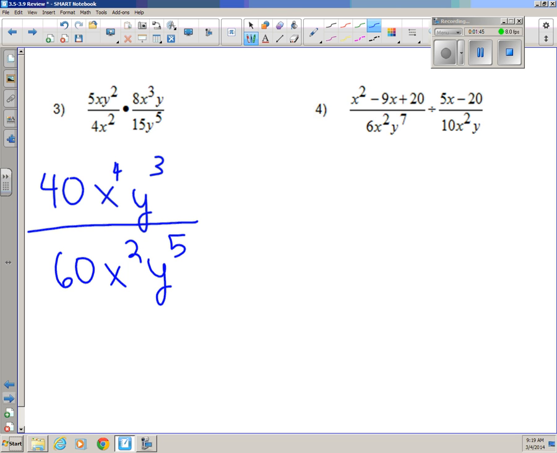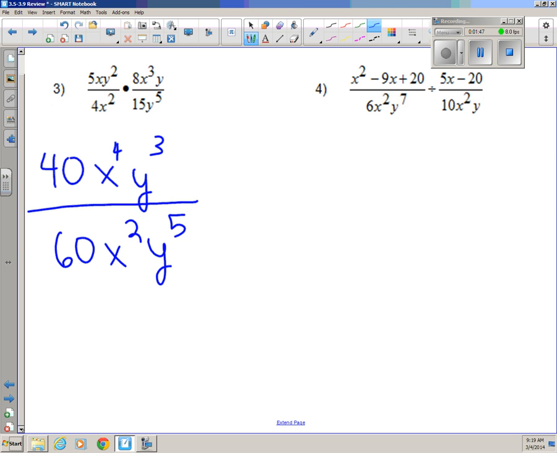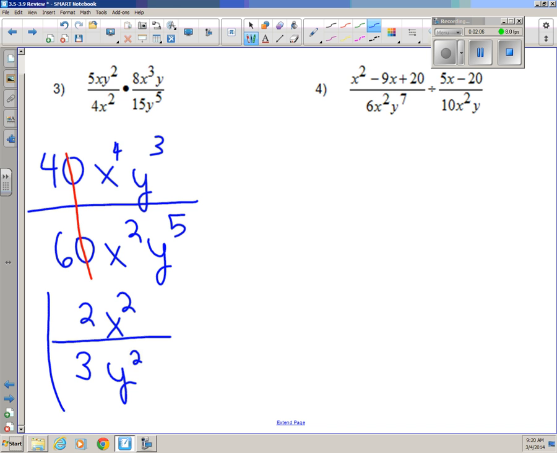Well, there's a number that divides evenly into both 40 and 60. It sure is 10, but if you notice, remember stuff from old: zeros can go away. So really, I'm just looking at 4 over 6. Well, the number that divides into 4 and into 6 is 2, so 2/3. There's more x's on top by 2. There's more y's on the bottom by 2. There's your final answer, 2x squared over 3y squared.